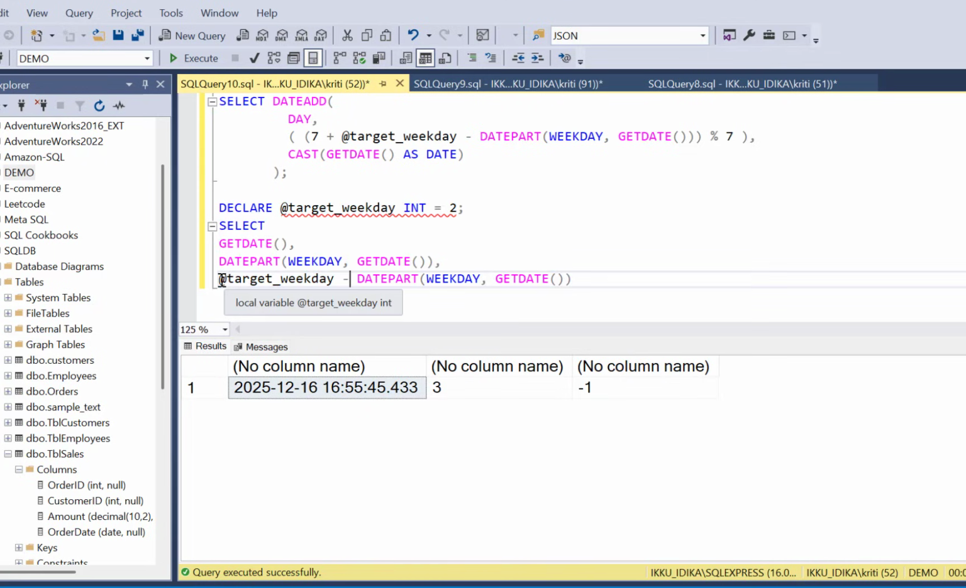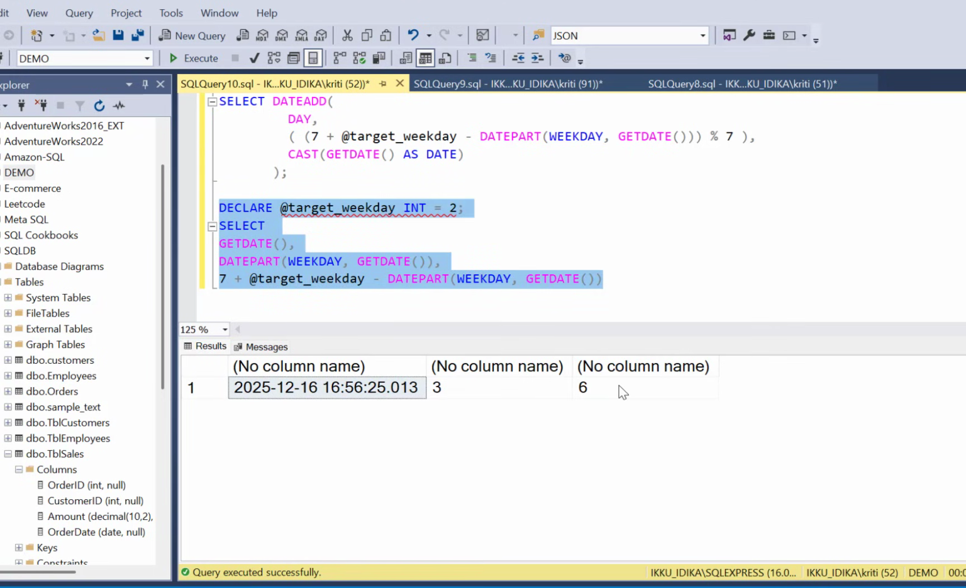To avoid this, we are going to add a 7 in the beginning to move forward by a whole week so that the calculated result is never negative. Execute this again, and now we know that if we move forward by 6 days, we're going to end up on next Monday. Let's change it back to the next Friday and execute this query again.